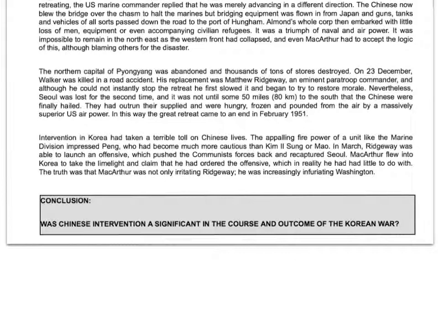Intervention in North Korea had taken a terrible toll on Chinese lives. The appalling firepower of a unit like the Marine Division impressed Peng, who became much more cautious than Kim Il-sung or Mao. In March, Ridgway was able to launch an offensive which pushed the communist forces back and recaptured Seoul. MacArthur flew into Korea to take the limelight and claimed that he had ordered the offensive, which in reality he had had little to do with. The truth was that MacArthur was not only irritating Ridgway, he was increasingly infuriating Washington.